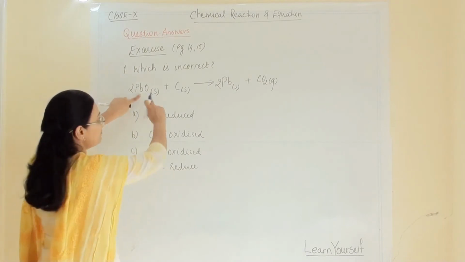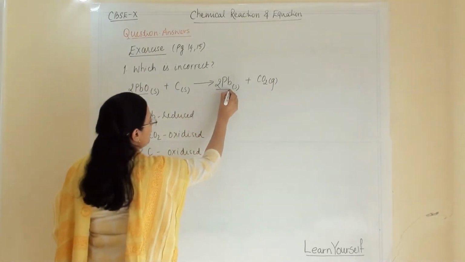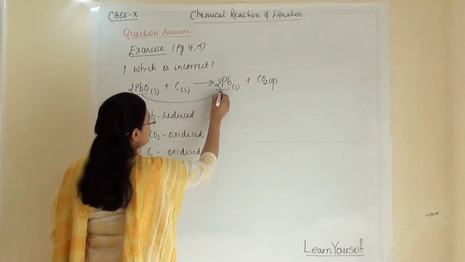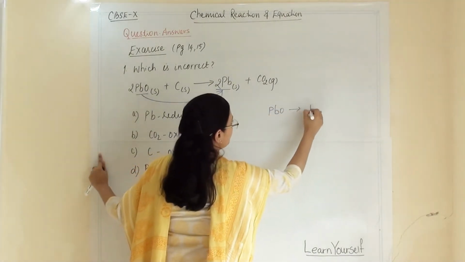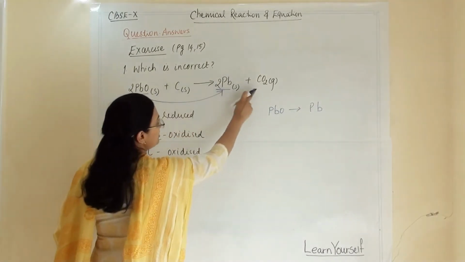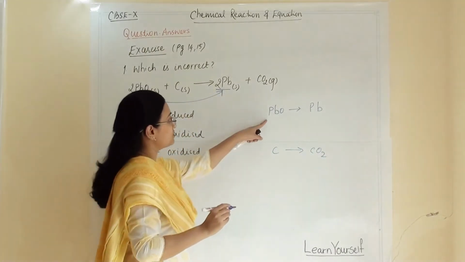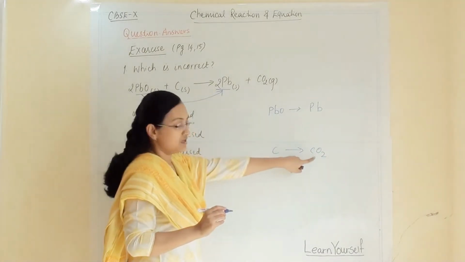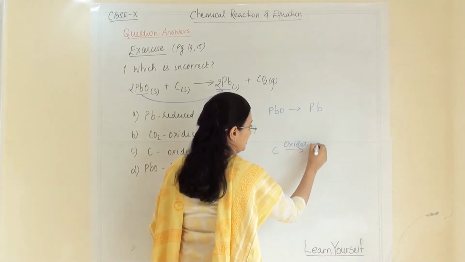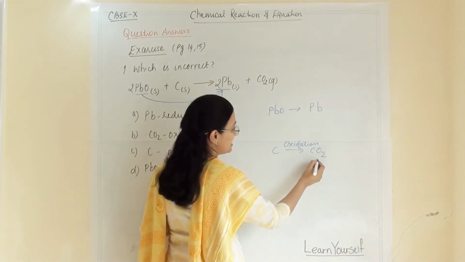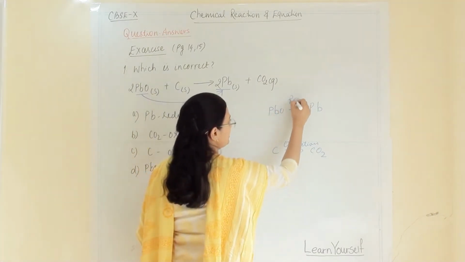Let us first see from the equation itself. Oxygen is there, oxygen is not there. So this is getting reduced. PbO will become Pb and carbon will become carbon dioxide. Where oxygen is added, that is oxidation, and carbon is getting oxidized, and here oxygen removal is happening. So this is a reduction reaction.